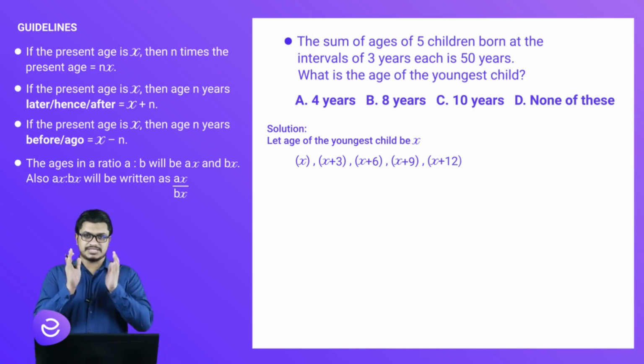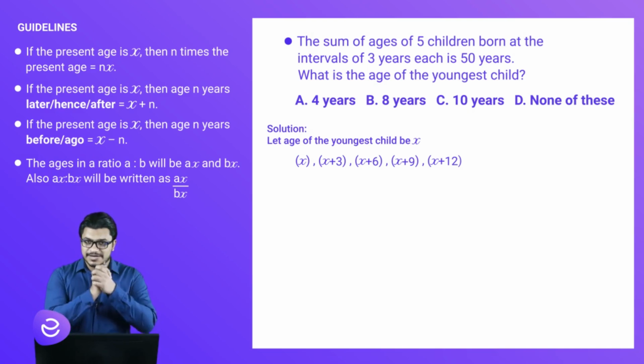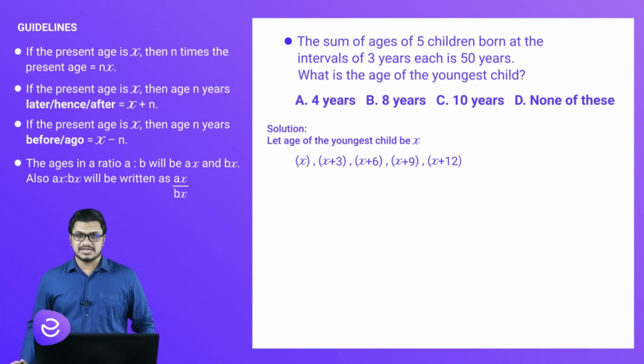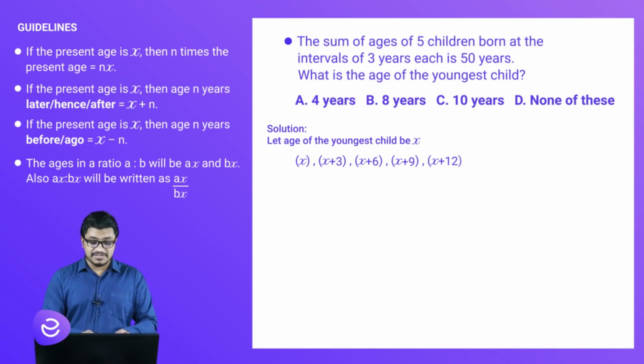I just want you to understand this clearly. If we take the age of the youngest child as x, then x plus 3 will give you the age of the next child. This x plus 3 will give you the age of the next child, that is x plus 6. Then it comes to x plus 9, then x plus 12. So we have the representations of the ages of all the children here.